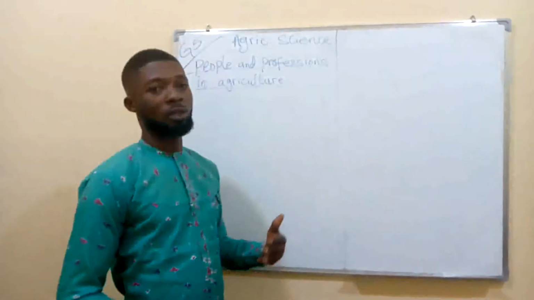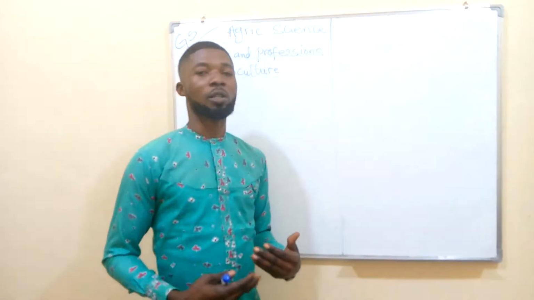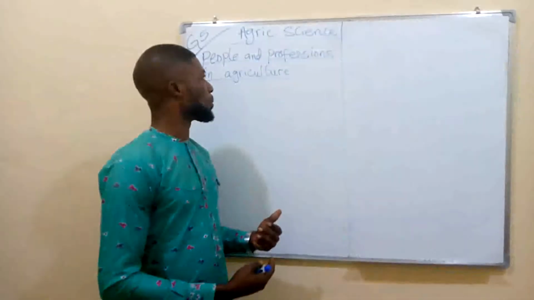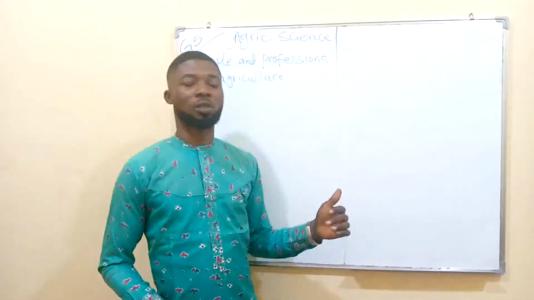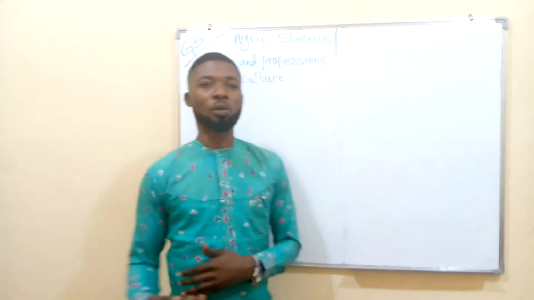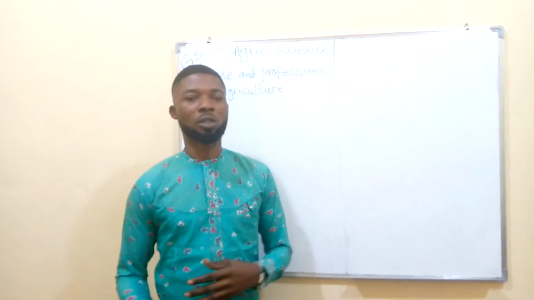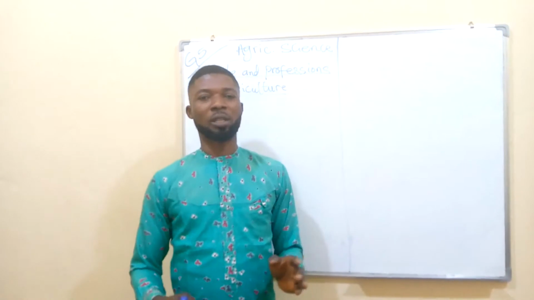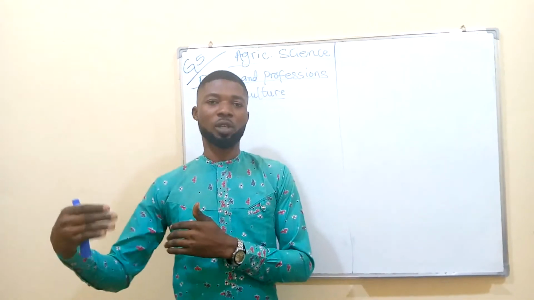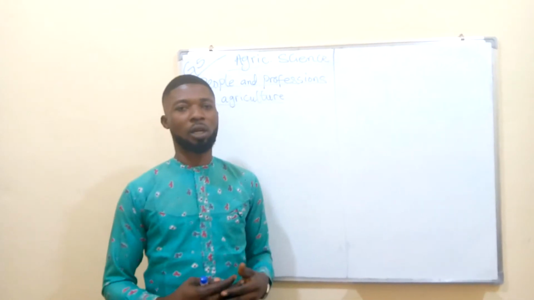Alright, today on people and professions in agriculture, we are going to look at how people are involved in the process of growing and also providing or bringing out produce from agriculture to people. And not just people who are involved, there are also professions that are found under agriculture. People and professions in agriculture has to do with a group of people that are specially trained in order to carry out agricultural purposes.